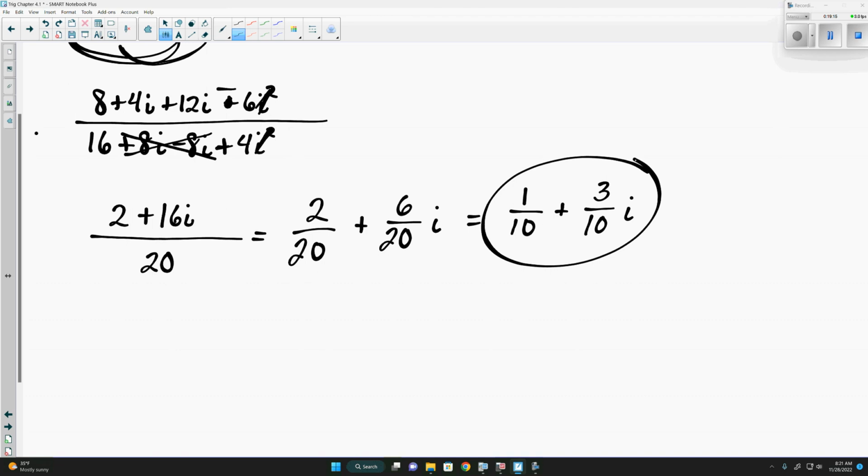Any questions on this so far? Good with this here?